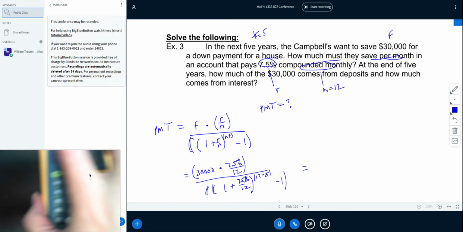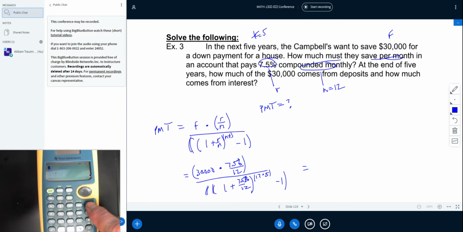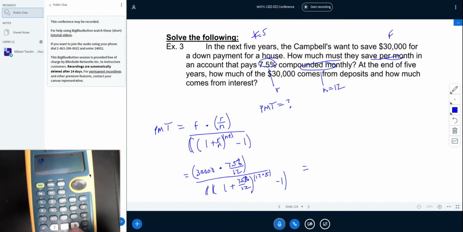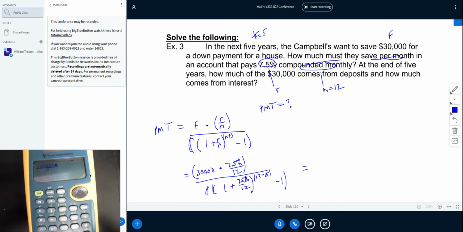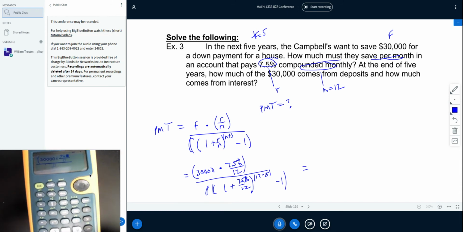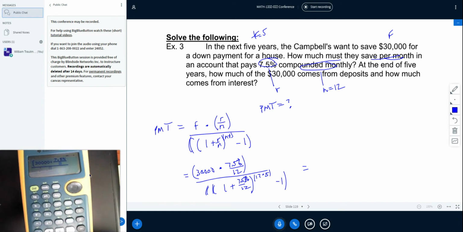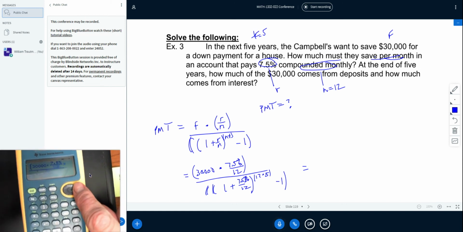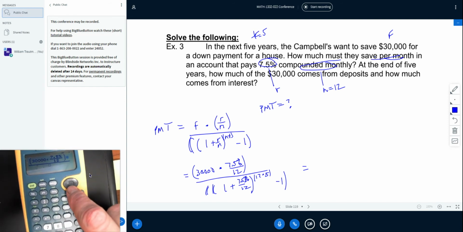Okay, trying to show you. So I'm going to start off with a fraction, and I'm going to do a parentheses. We want 30,000 times a fraction, 7.5% over 12. I'm going to arrow over and then put my parentheses. So that's the top. Arrow down.